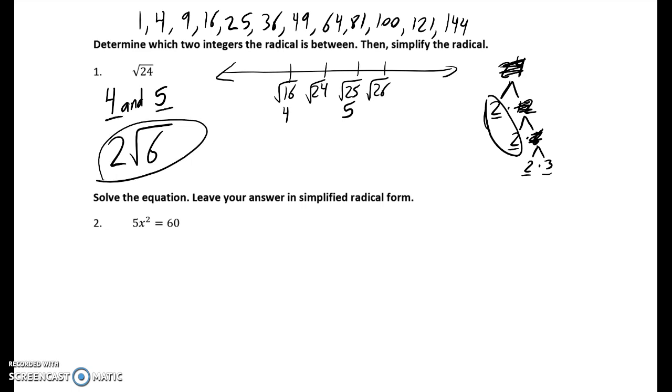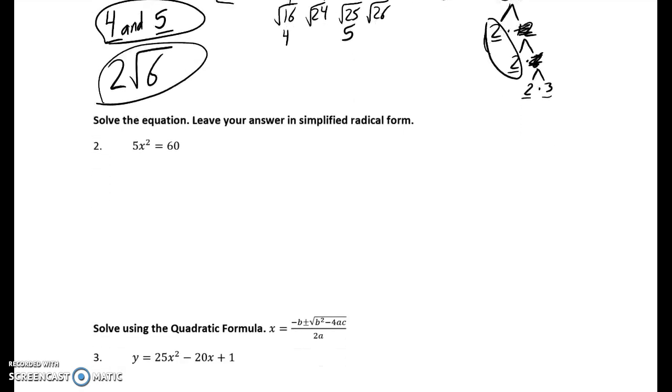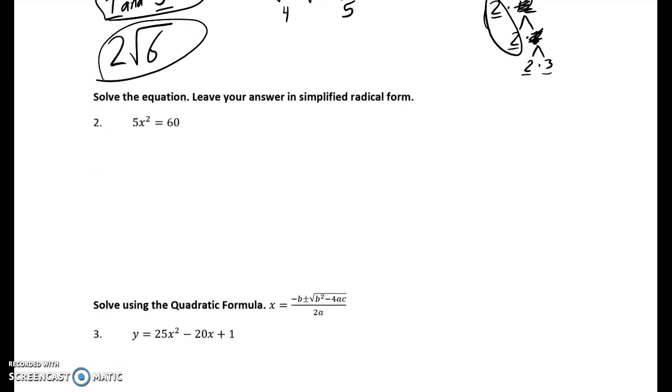Do note that there are 2 answers here, right? What integers is it between, and how do I simplify the radical? All right. Then we get a little further. Solve the equation. Leave your answer in simplified radical form. So we have 5x squared equals 60. If this problem was 5x equals 60, you would all tell me what to do. You would tell me divide by 5. Well, what's the difference? There really isn't much of one. You're still going to divide both sides by 5. And if you do, you get x squared equals 12. So normally if it was x equals 12, you'd be done.